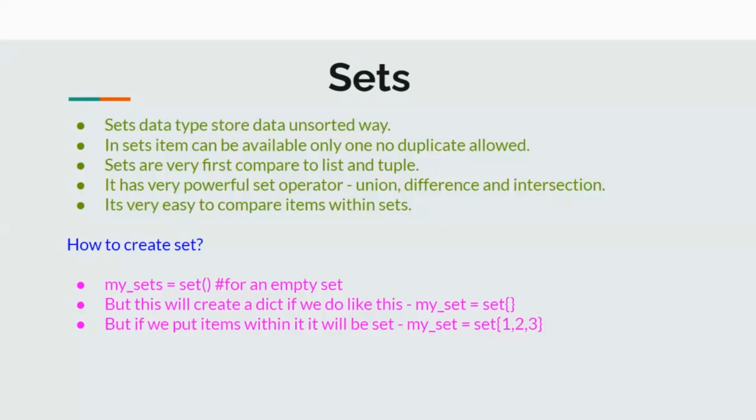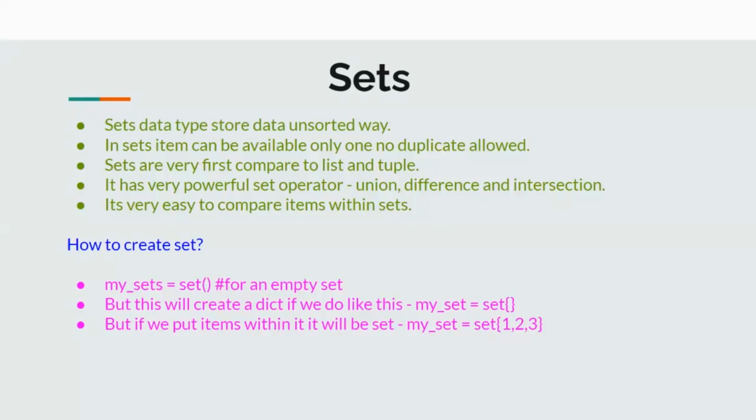It has to be only one, and sets are very powerful compared to lists and tuples, so it's a very big advantage. It has very powerful set operators like union, difference, and intersection. We'll do the examples in code so you can see what union, difference and intersection are. It is very easy to compare items within a set. If there is a big, large set, you can compare the items within the set, and it's very powerful.